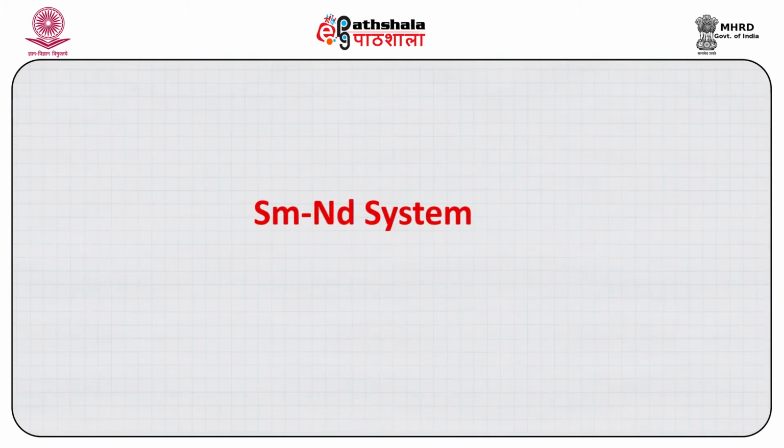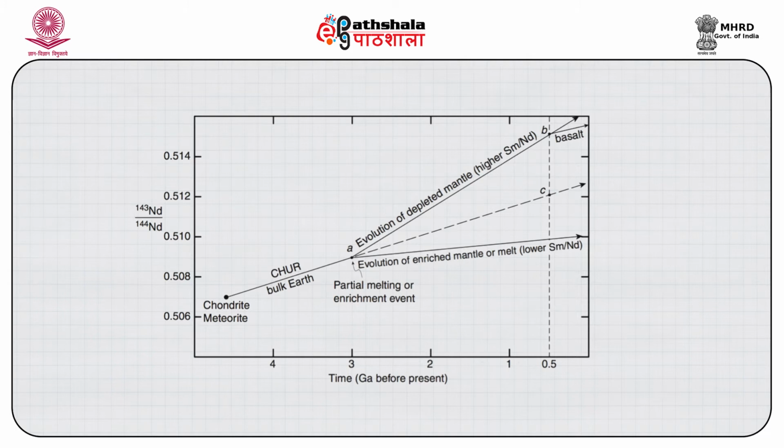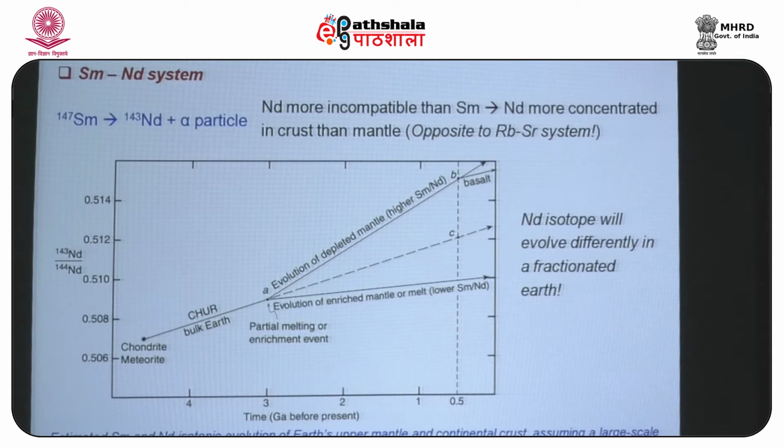Now, if we look at the same thing in the samarium-neodymium system, it has behaved in a similar way, but kind of opposite to the rubidium-strontium system. Why is it so? Because neodymium is more incompatible than samarium. What we have seen in the rubidium-strontium system previously is that the parent, which is rubidium, was more incompatible than the daughter, but here we see an opposite case where the daughter is more incompatible than the parent.